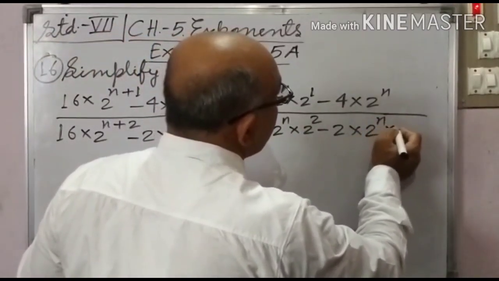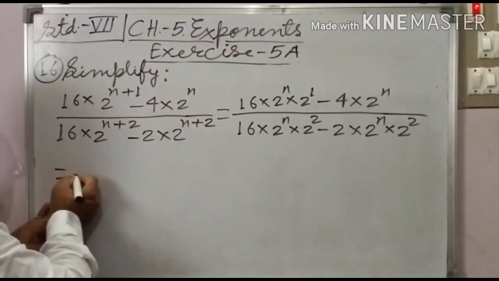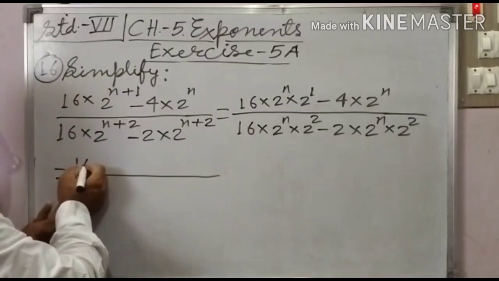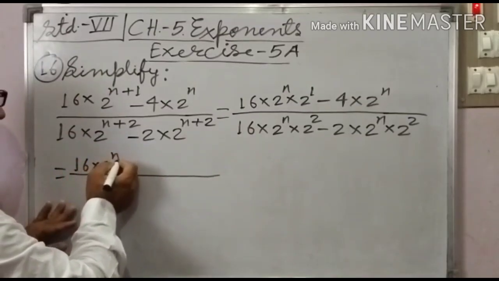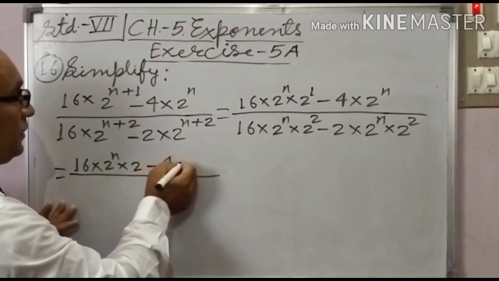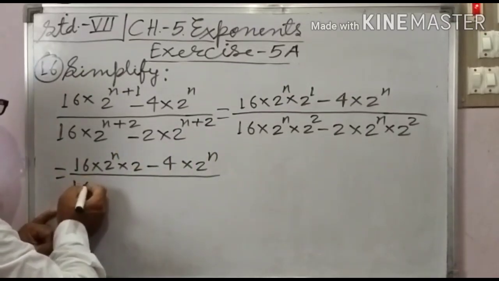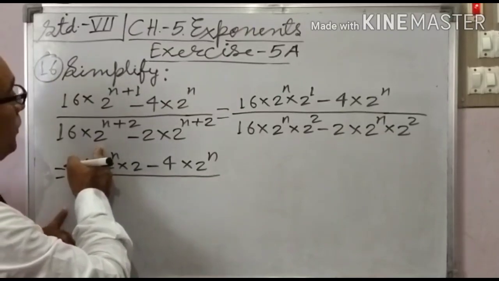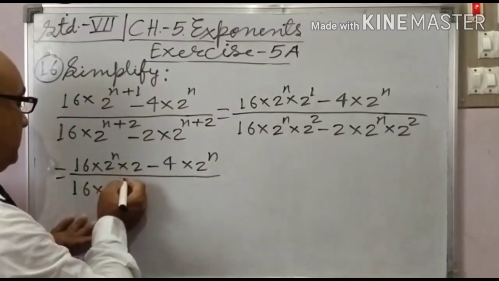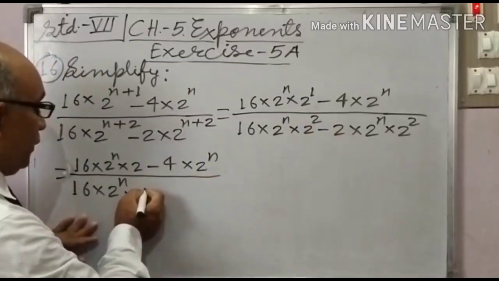2 to the power n into 2 to the power 2. Next step, equal to 16 into 2 to the power n. 2 to the power 1 means 2 minus 4 into 2 to the power n. 16 divided by 16 into 2 to the power n into 2 to the power 2 means 4.